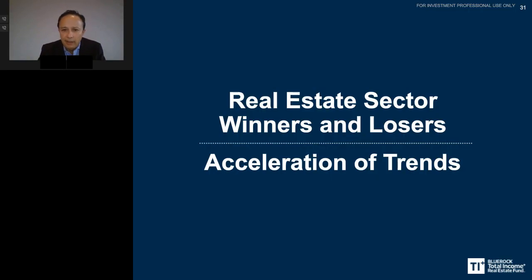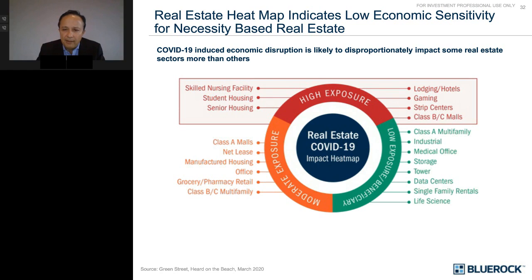Now, not all real estate is created equal. There are winners and losers. We've seen an acceleration of trends. What does that mean? We've taken the Moody's format in terms of heat map and created our real estate heat map. You can see the red is the high exposure. That's what you want to avoid.